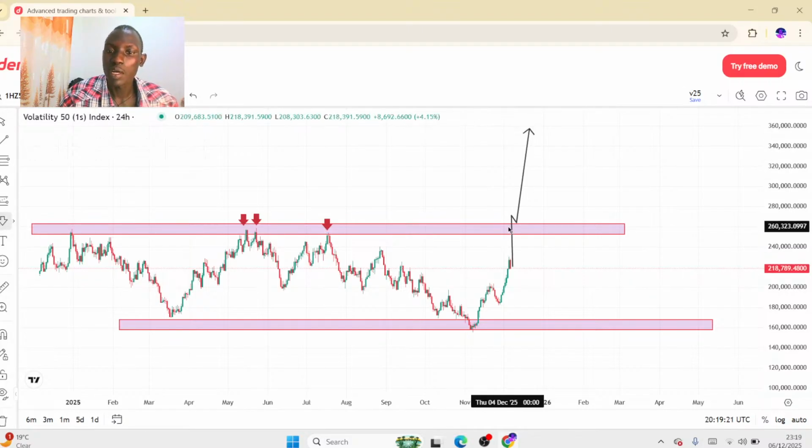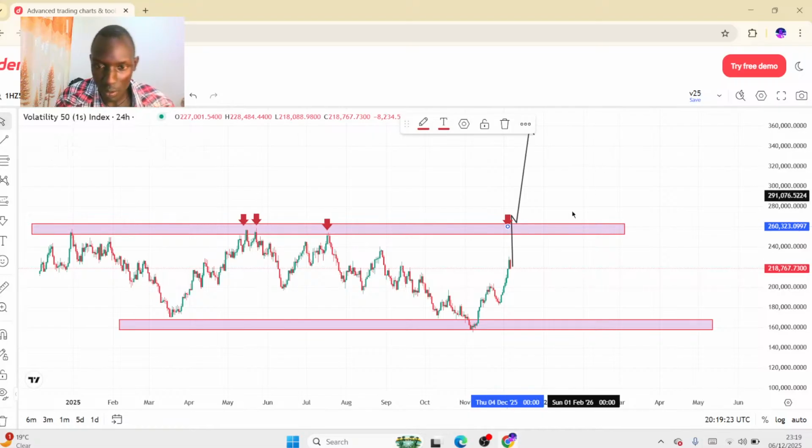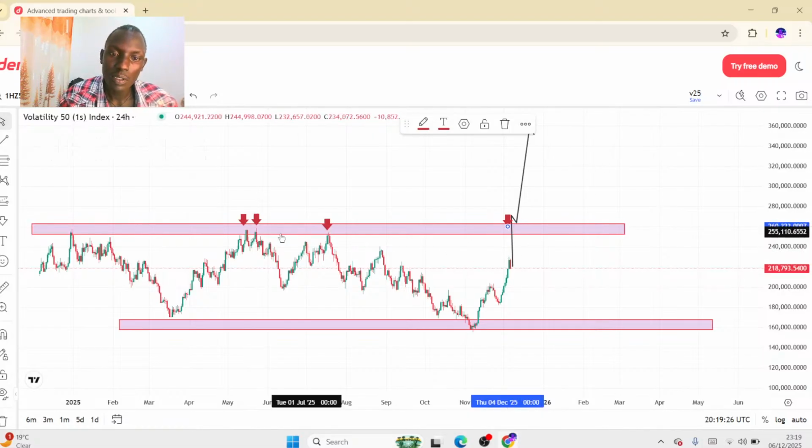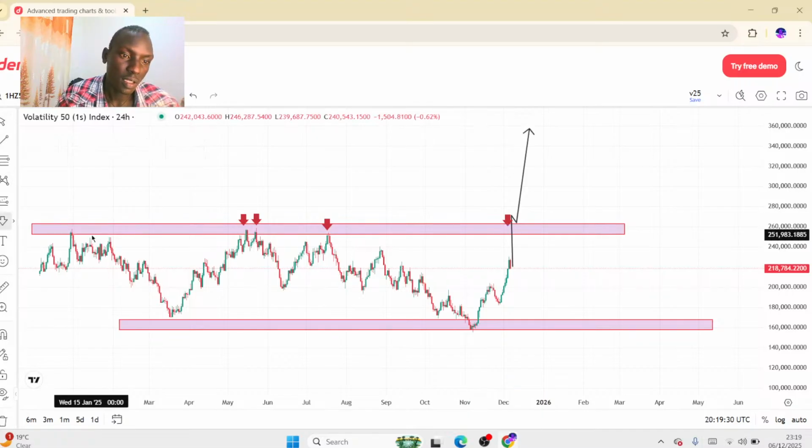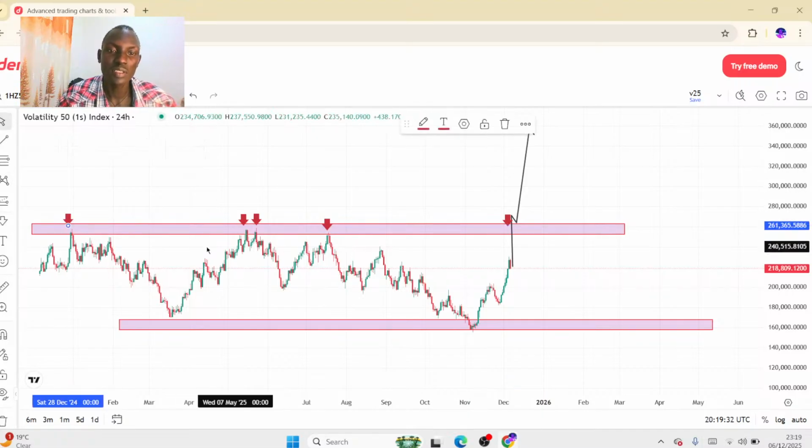Meaning if it comes back up here, we are looking for sales, nothing else. You see this? It is going to be the fifth touch now. This is the fourth touch here, which we sold. If we were to sell here, we could have made profit.